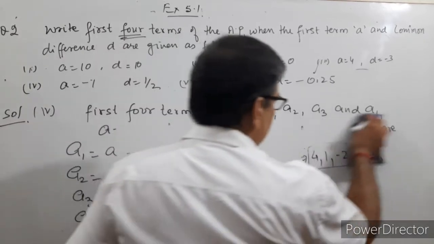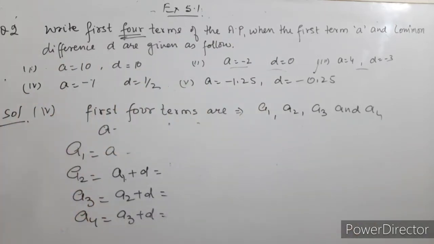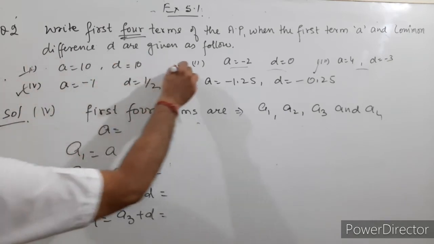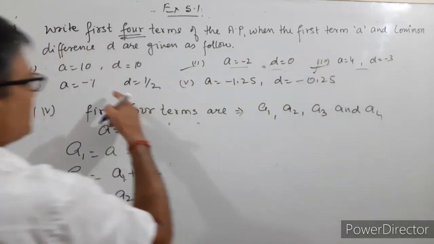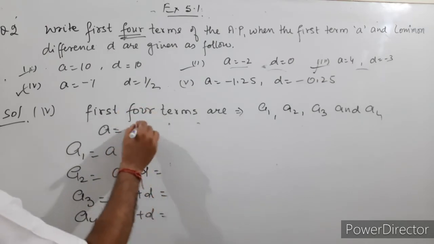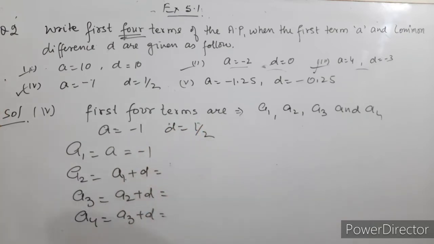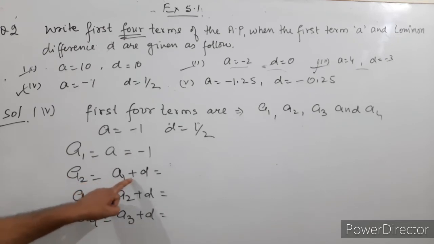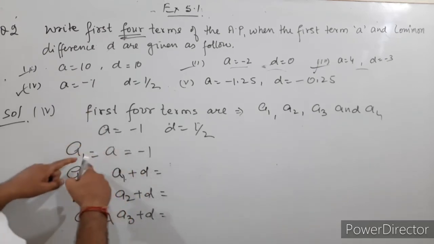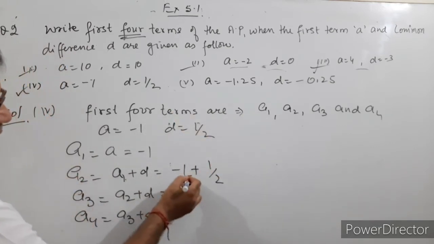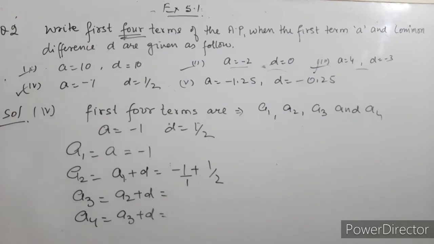I think you know it very well. This is the same for all parts. But for the fourth part, first is over, second is over, third is over. The fourth part is A is equal to minus 1 and D is equal to 1 by 2. Here A1 is equal to A, minus 1, and A2 is equal to A1 plus D. What is A2? It is minus 1 plus D, half. D is half. Now what will we do? Taking LCM, find it yourself. Check yourself fast.